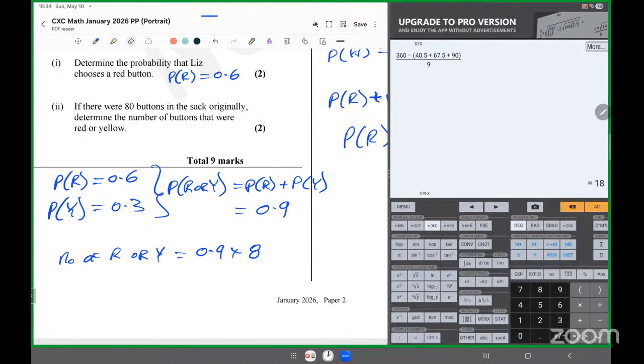That percentage could have been expressed, probability can also be expressed as a... somebody knocking on the door? Yes.